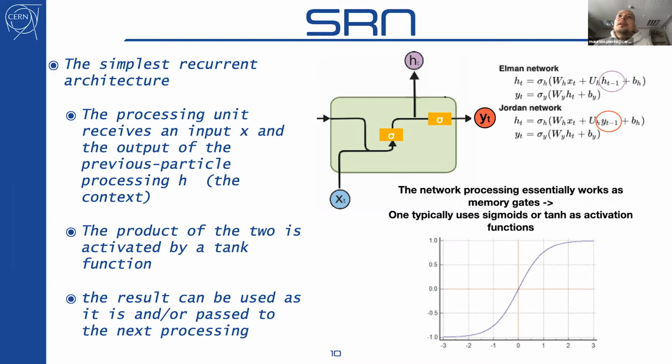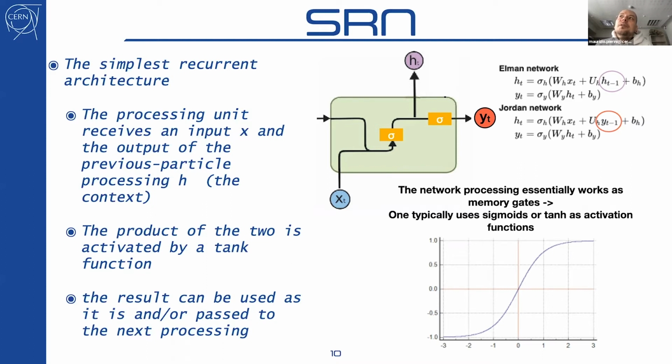And as we said, there is something which is coming from the previous iteration. There is the new X that you are loading. And then you take these two quantities and you compute the memory cell state H and the output Y. And there are two ways of doing that, which are the Elman and the Jordan networks. You see them on the top right. And the only difference is what gets multiplied by the U weights.